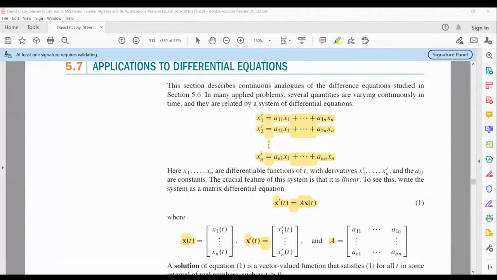Are there any questions on the notation that you see in front of you?